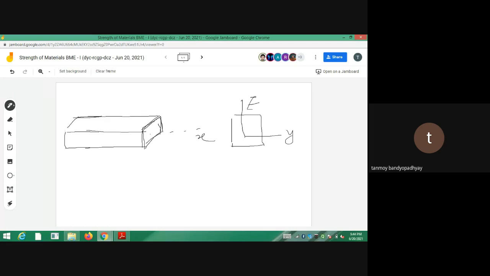So on the yz plane, this is the cross section of the beam that has been drawn on the right side. If these dimensions, b and h, the transverse directions, are much smaller compared to the length of the beam, that is a beam actually. For a beam, the lateral dimensions like b and h are much smaller compared to the length of the beam. That induces something called a plane stress case.